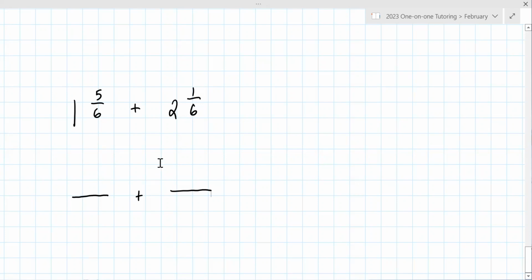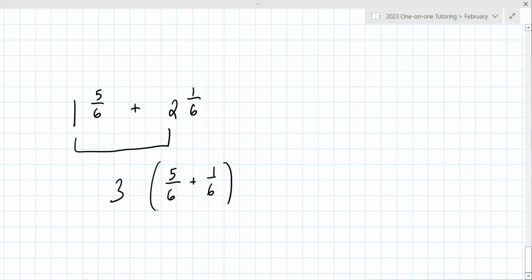Okay, oh, I see. So you're doing it differently. Are you adding the whole numbers in class? Yes. Okay, that's good to know. I didn't know that. So yes, you can add those, and that's 3. And then you have to take 5/6 and add 1/6. So why can you add those together? Because it had the same denominator. Very good.